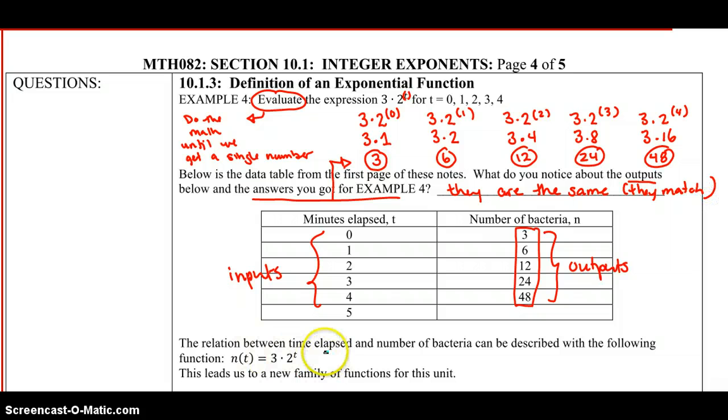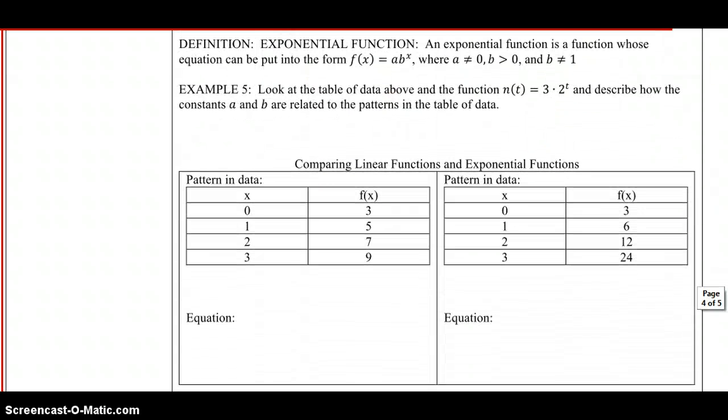So the relation between time elapsed and number of bacteria, so time elapsed, okay, that was our input, and number of bacteria, this was our output, there's our 2 variables, can be described with the following function. So the number of bacteria at time t is 3 times 2 to the t. Okay, that was the formula that worked for each of these inputs, gave us exactly the output that we had in the table.